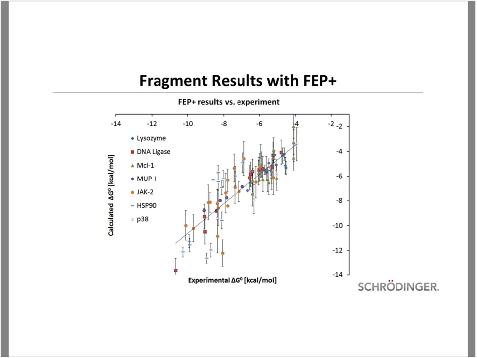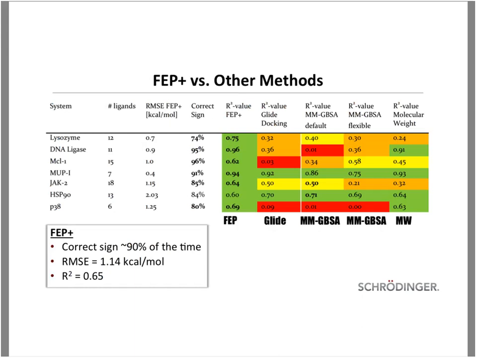The cumulative results look very similar to what you would expect based on our experiences with drug-like molecules, so we can draw very nice R-squared plots. And if we look at the individual data points, the RMSE, the root mean square error in kcals per mole, spans the range of very, very good, like MUP, where we have an RMSE of 0.4, to acceptable for P38 and slightly less good for HSP90. But what's important is that we get the correct sign about 90% of the time. What that means is that if we compare two compounds with one another, 90% of the time we can pick out which one is the most potent.